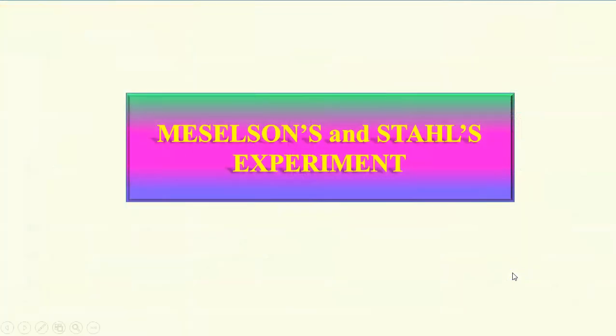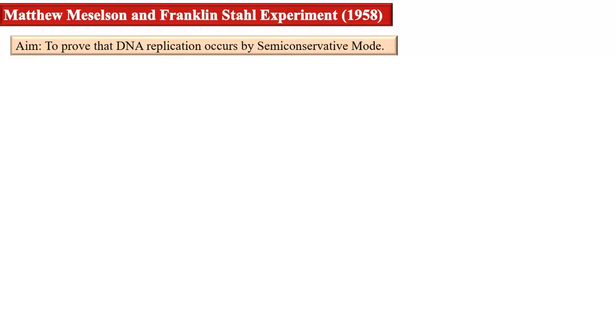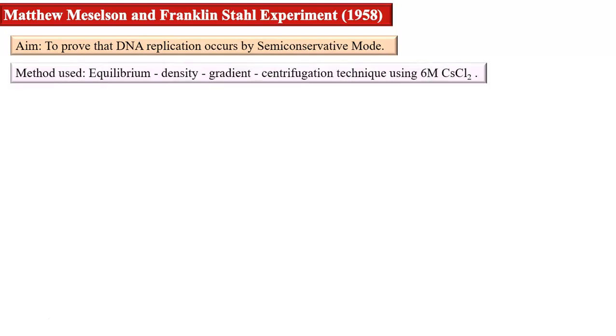Now let us discuss an experiment, Meselson's and Stahl's experiment performed in 1958. The aim of this experiment was to prove that DNA replication occurs by semi-conservative mode. That means in a newly formed DNA molecule, one strand is old, 50% of the DNA is from the parental strand, and the other strand is newly synthesized. The method they used is the equilibrium density gradient centrifugation technique using 6 molar cesium chloride. The salt cesium chloride forms a density gradient, a solution whose density is low at the top of the tube, and it goes on increasing steadily towards the bottom of the test tube.